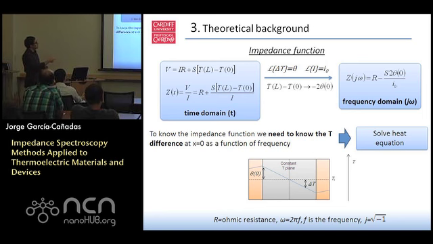So when I go to the frequency domain, I have this equation. To know the impedance function, we need to know the temperature difference at 0 as a function of frequency. Because the system is symmetrical, the total temperature difference is twice as I've shown. So in the end, we need to solve the heat equation.